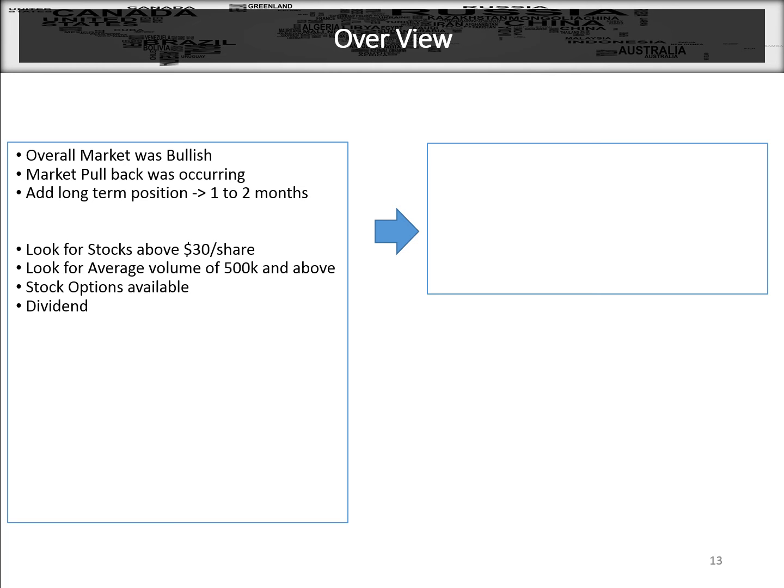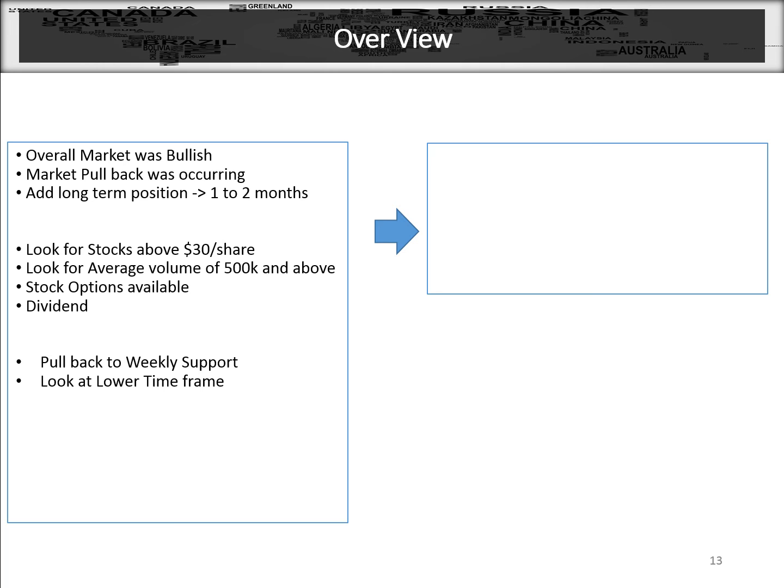Okay. Now, since we're looking for a long-term position, 1 to 2 months, we started looking for scenarios where the monthly chart was bullish, and we're looking for a pullback to the weekly support. Once we got the pullback to the weekly support, we wanted to start watching the lower time frames and start seeing them go bullish from the lowest time frame to the highest. And that's what we're going to walk you through in just a couple of minutes.